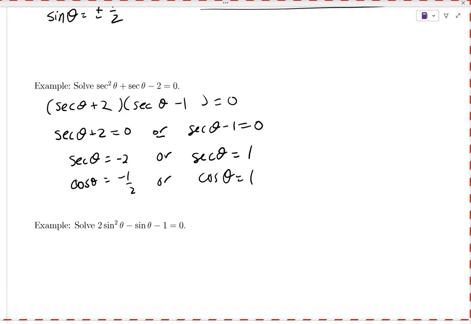So in quadrant 2, we'll use... that one's in quadrant 3, but yeah, that's one of them. Good. And the one that's in quadrant 2 is 2 pi over 3. Good. And then again, don't forget your multiples of 2 pi. So the first equation gives us 2 pi over 3 plus 2 pi n, or 4 pi over 3 plus 2 pi n.